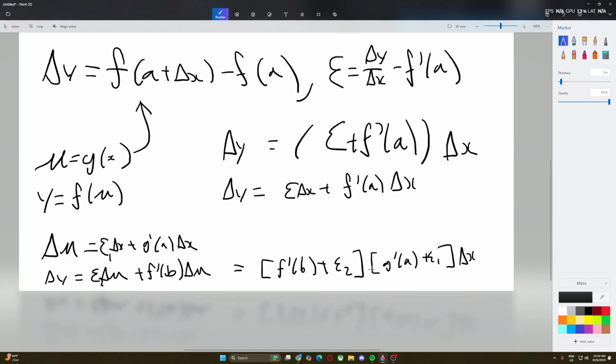And then we take the limit of change in y over change in, no, change in u over change in y. Or is it? Where am I at? Yeah. Wait.